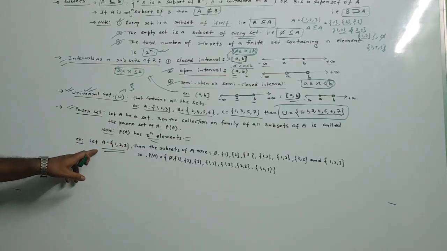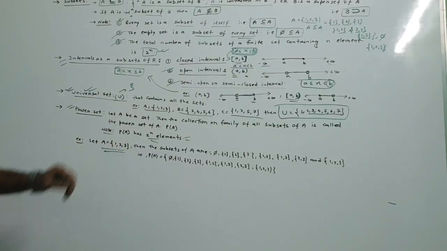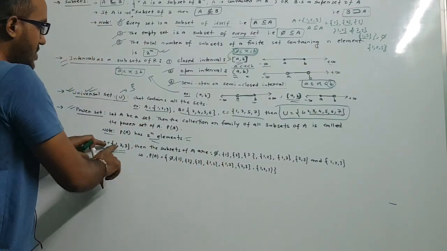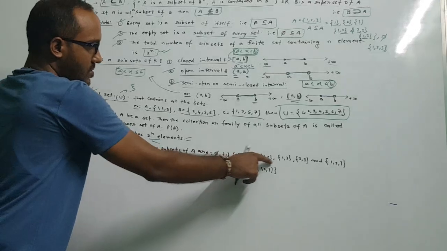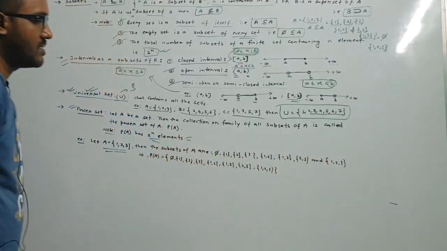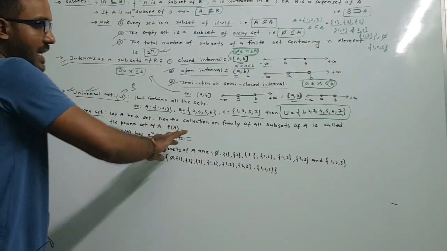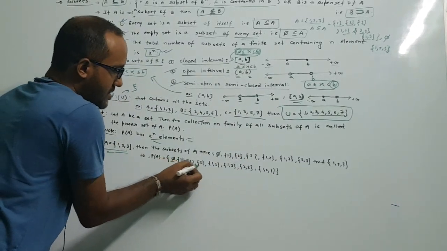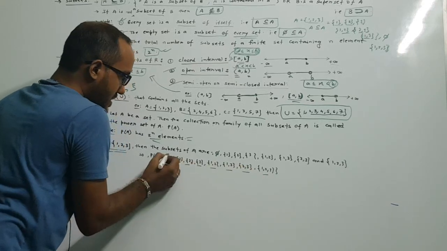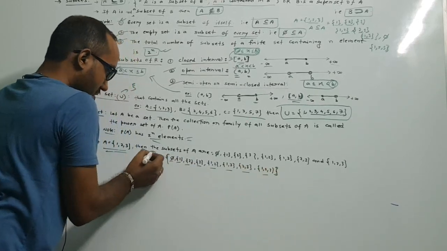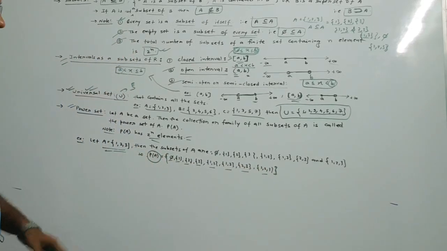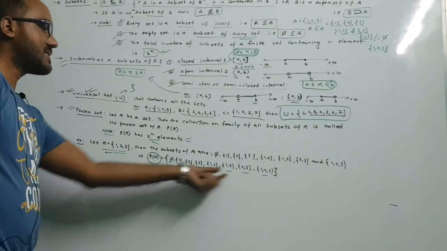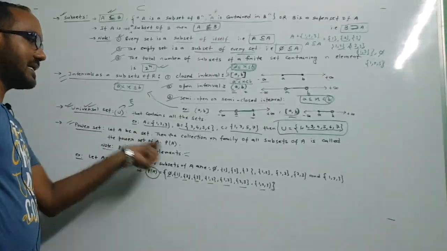Let we have a set A which has 3 elements: 1, 2, 3. What are the subsets? We know that phi is a subset, then only 1, only 2, only 3, {1, 2}, {1, 3}, {2, 3} and {1, 2, 3}. Count, we will have 8 subsets. These subsets written in curly braces is your power set. That means the collection of all the subsets is known as the power set. We have 8 subsets, so our power set contains 8 elements.